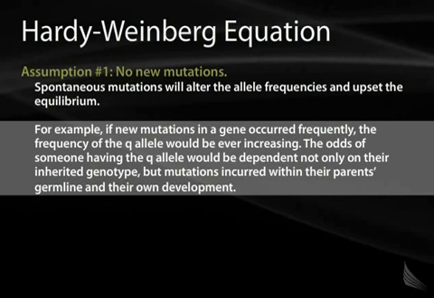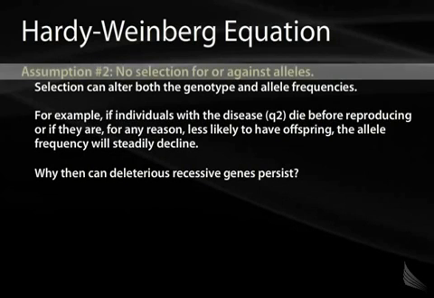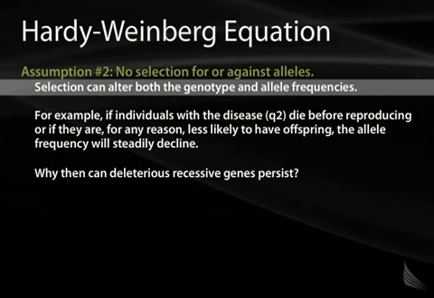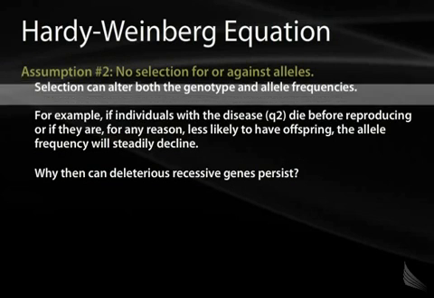The odds of someone having the Q allele would be dependent not only on their inherited genotype, but spontaneous mutations occurring within their own development and in their own parent's germline. So you would upset the equilibrium because Q would be increasing. Assumption number 2, no selection for or against alleles. Same type of thing. Selection can alter both the genotype and allele frequencies.